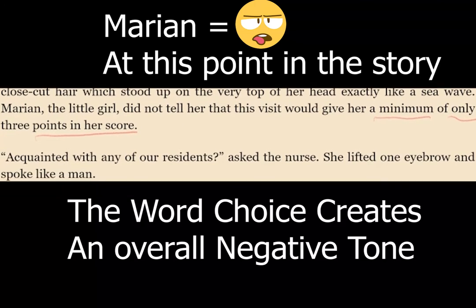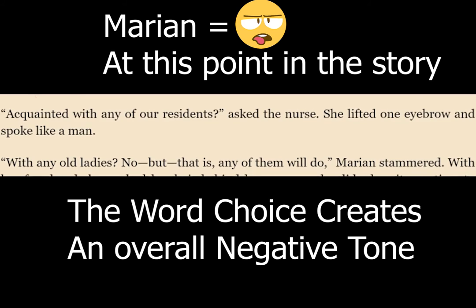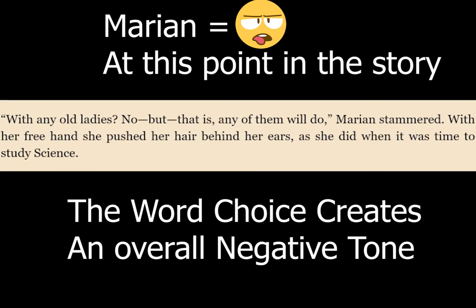Let's take one more look at another choice here that lets us know exactly how this little girl Marion feels. If we take a look at the fourth paragraph, she says specifically, "No, but that is, any of them will do." Again, she's not looking to be here to be helpful to anyone in particular. She's not looking to do anything specific that's going to be good or useful. She just wants to come to get this over with. Any of them will do, she says.